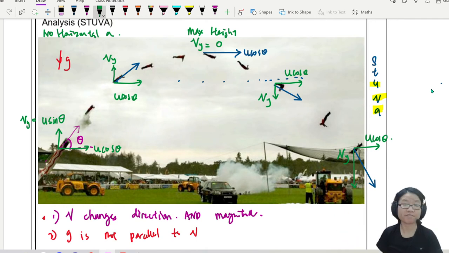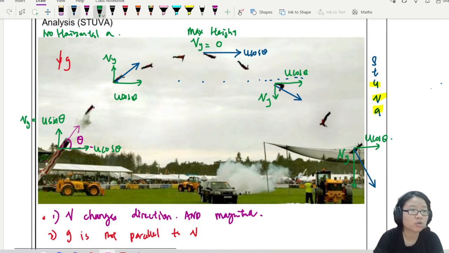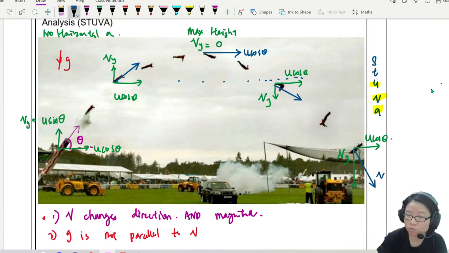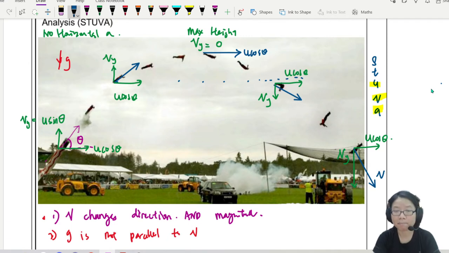We did this before in vectors. So once we do all the necessary calculations, if you want to combine them together to look for the value of the length of the blue arrow, you can. But at first, we still need to split them up first. Okay, so let's do a quick STUVA analysis for this scenario.